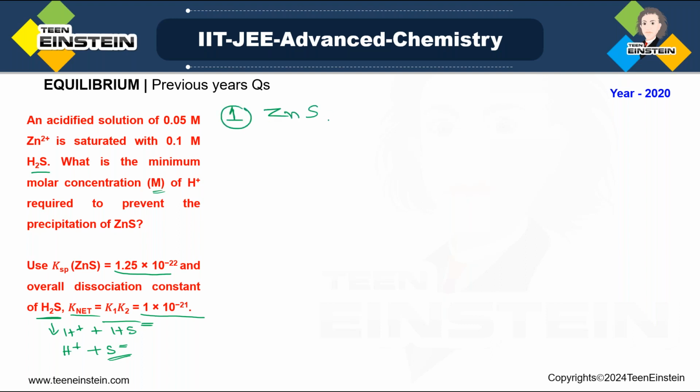So first we'll write the first part, ZnS. Its formation you have to consider, and the corresponding Ksp value is given. So it will dissociate as Zn2 plus and S2 minus. So the product of these two concentrations we have to consider, and that is equal to Ksp.